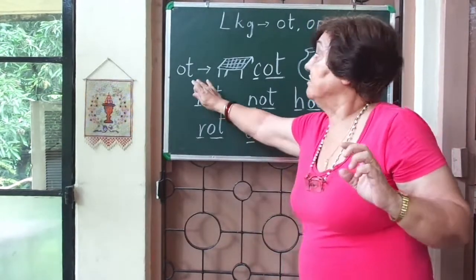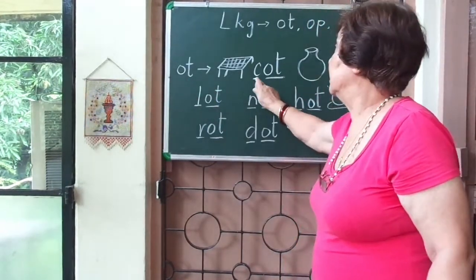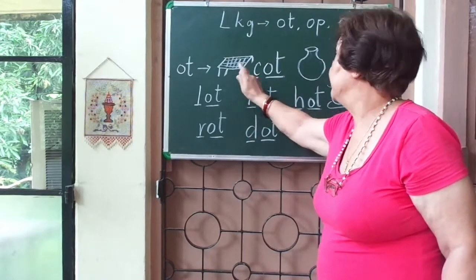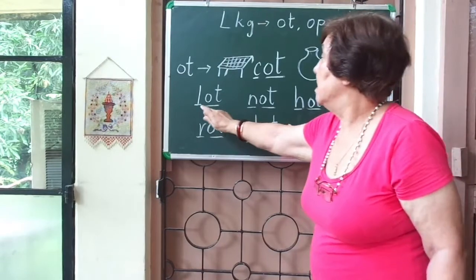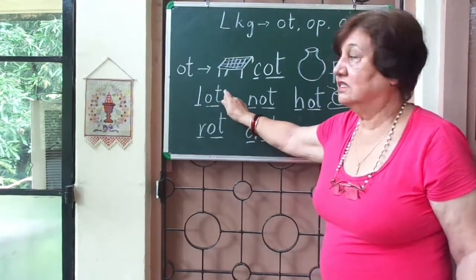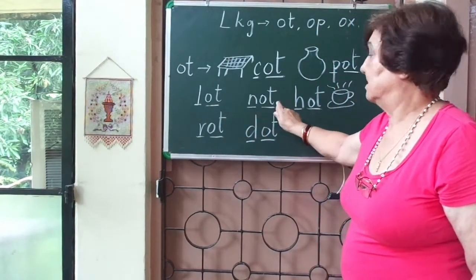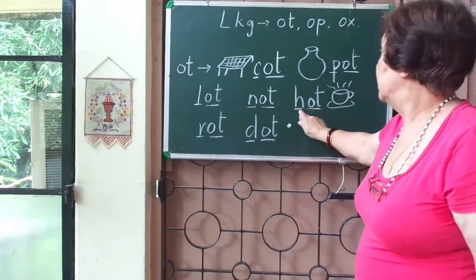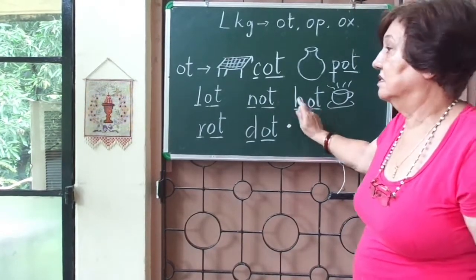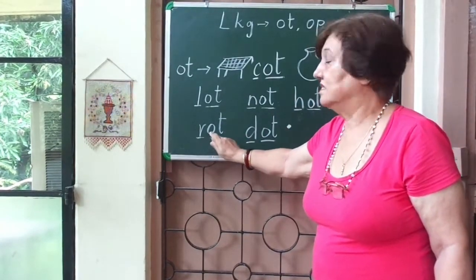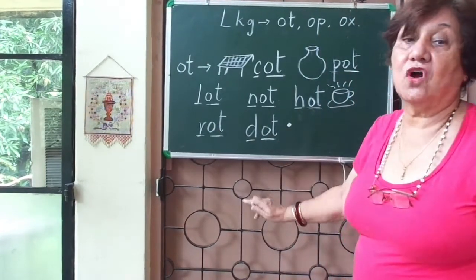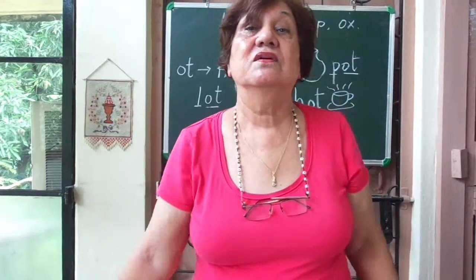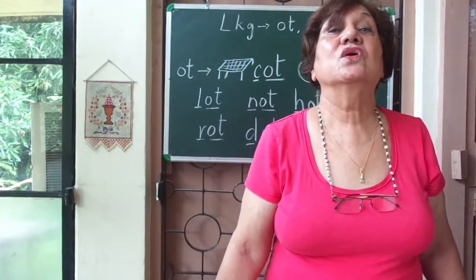So we are going to see the different words with ot. K, ot, cot. P, ot, pot. L, ot, lot. N, ot, not. H, ot, hot. R, ot, rot. And D, ot, dot. So these are the words we have learnt with O.